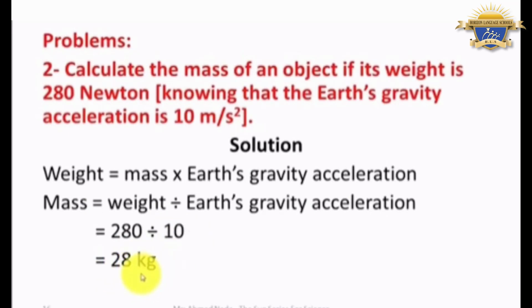What is the measuring unit? Not Newton. This is mass, so 28 kilograms. Okay.